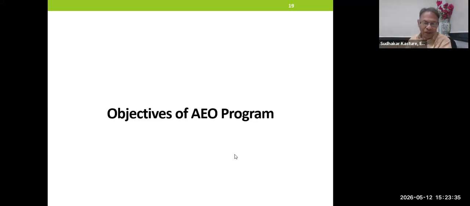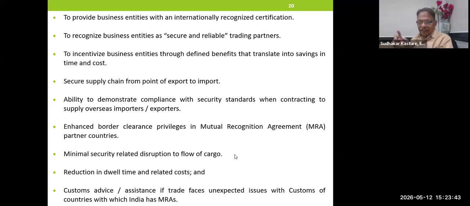First, let us understand what is the objective of AEO program. One, to provide business entities with an internationally recognized certification, to recognize business entities as secure and reliable trading partners. Today, if you ask me what is currently happening, USA, Canada, developed countries, European Union, UK, Japan, Korea, each one respects the AEO status. If you are AEO tier 2 or tier 3, there is likelihood that you will get more orders because you are a trusted partner. In India, it may not be seen so much in depth, but definitely abroad, particularly in developed countries, this is seen.